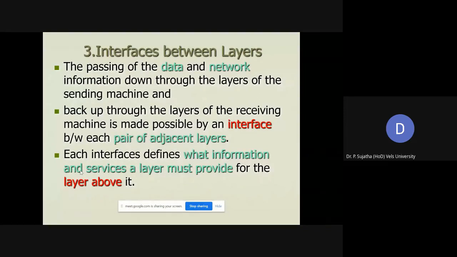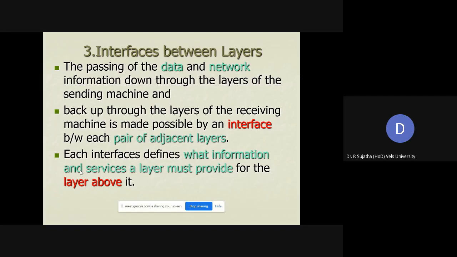So two things we have discussed so far. One is the layered architecture and another one is the peer-to-peer service. So what is layered architecture? Each system will have 7 layers and all the 7 layers communicate together. Peer-to-peer service means each layer gets the service from one layer and provides the service to one more layer.